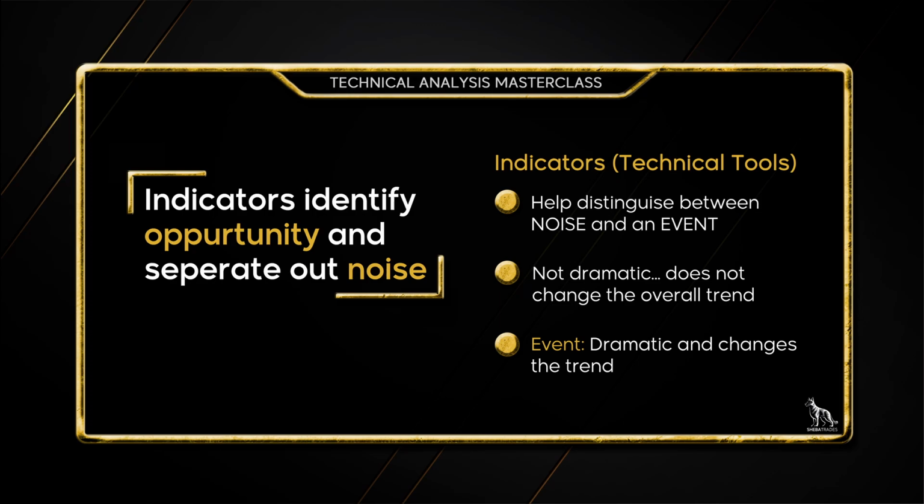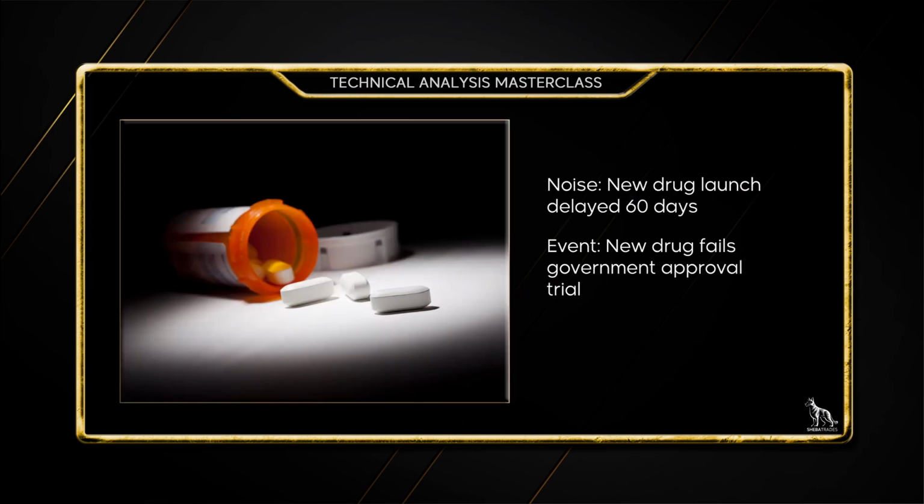So let's look at an example of these noise and events. Let's say you have a drug company and they say that the new drug that they've been working on, its launch will be delayed by 60 days. So that will cause the stock price to go down for that particular company. It is legitimate and it might go down temporarily, but it's more noise, as in, they're going to be fine in 60 days. They were just delayed 60 days.